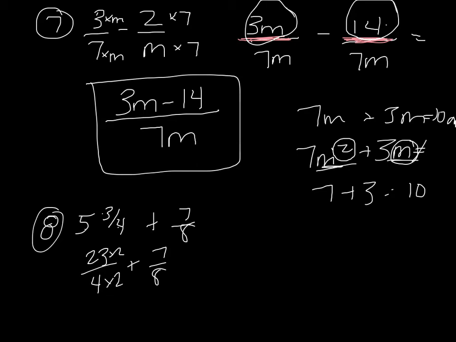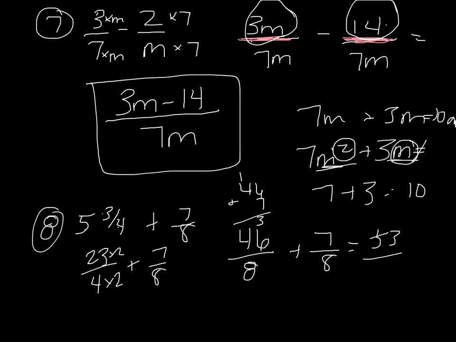So my new number is 46 eighths plus 7/8. Okay, so now I'd have to say, what is 46 plus 7? 7 plus 6 is 13. Oh, 53. I was almost going to multiply that. So now I have 53 eighths.